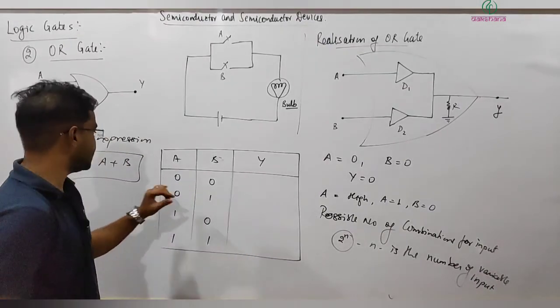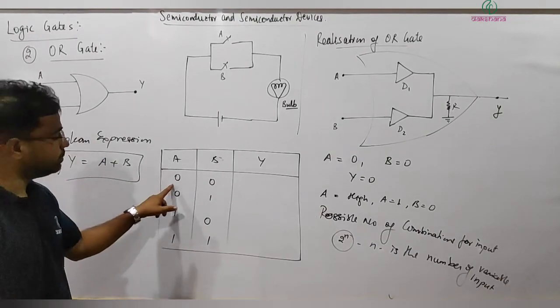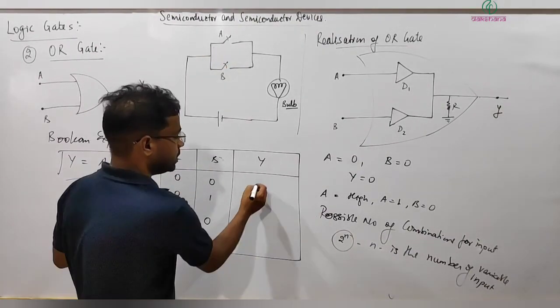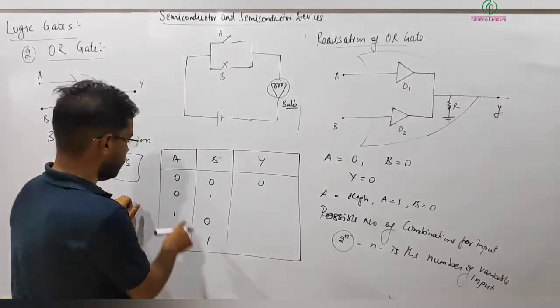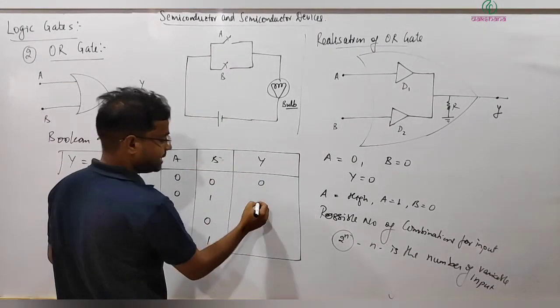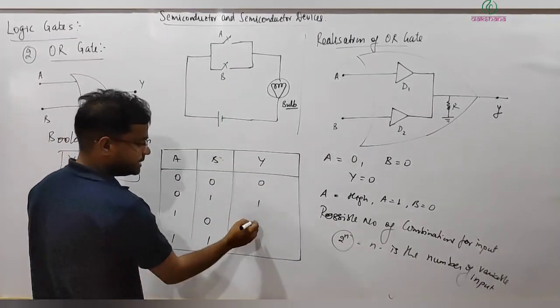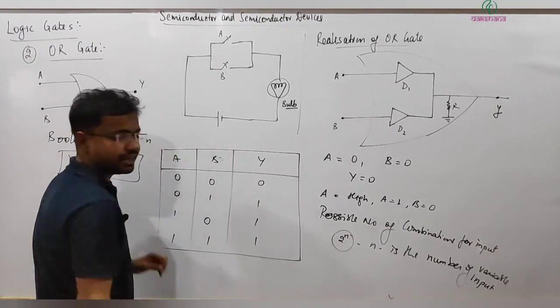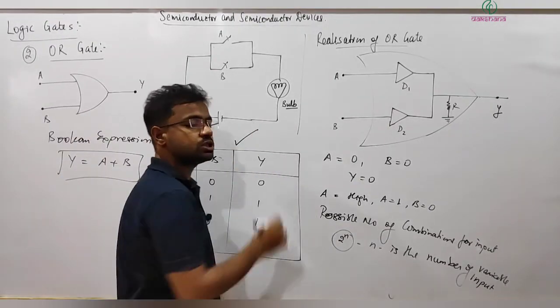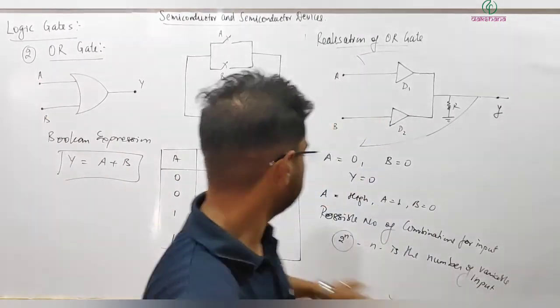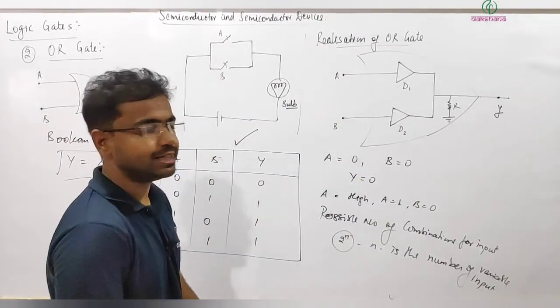So in this situation we can write here: when both switches are off, then what will we get? 0, low. If either one of the switches is on, then we will get high, and similarly high, and when both are on, still we are getting high. So this is the truth table for OR gate. You should understand what exactly operation it is performing.